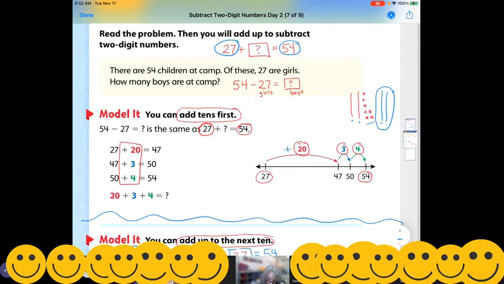So they chose to add a big group of tens first to 27. So 27 plus 20 more gets you to 47. And that's their first step. 27 plus 20 is 47. The next step was, now how many more do I need to go? Well, in this case, they did a little hop to the nearest 10. So they're still hopping to the nearest 10.